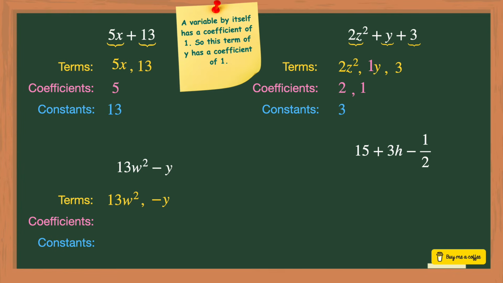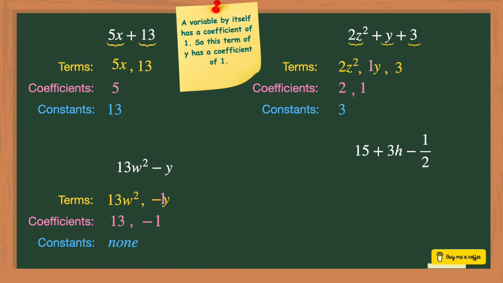Now we'll identify the coefficients. There are 2 variables, so there will be 2 coefficients. The first one is 13, and even though we don't see it, we know that the number in front of the y must be a 1. And since there is a minus sign, the second coefficient is negative 1. Now for the constants. Since there are no numbers sitting by themselves in this expression, there are no constants, and we will write the word none to show that there are no constants in this expression.